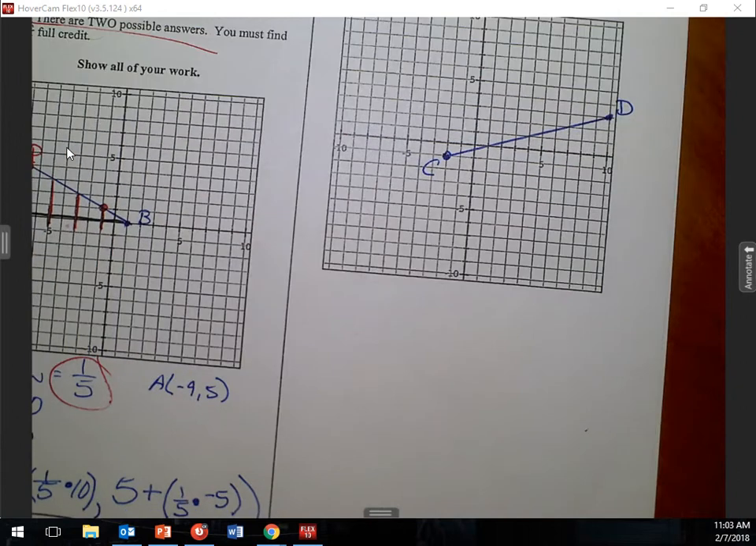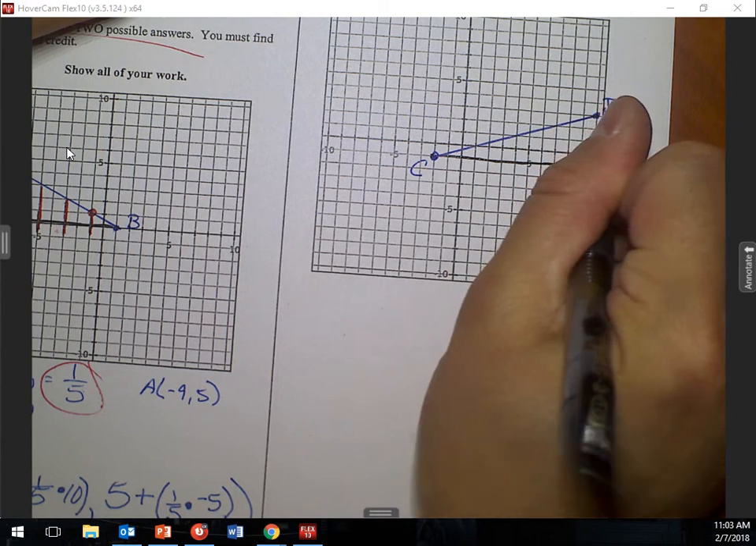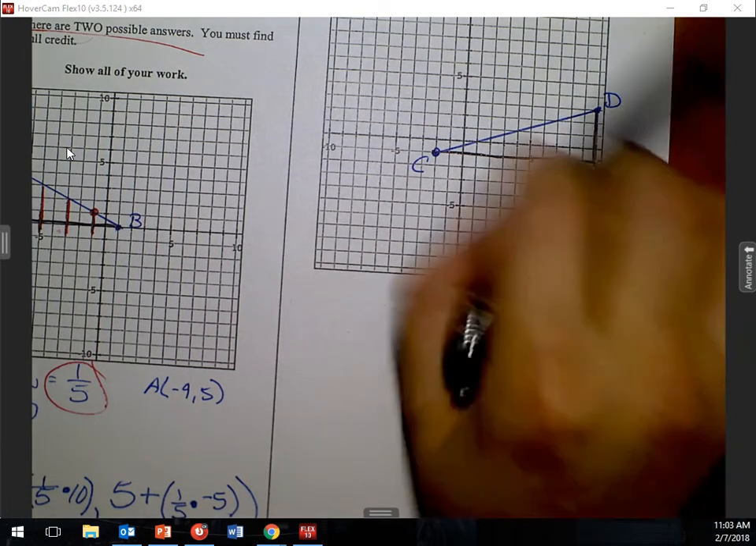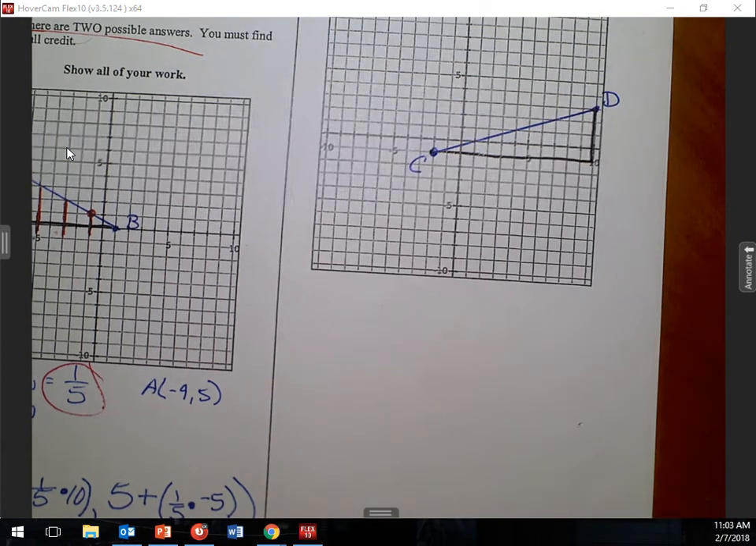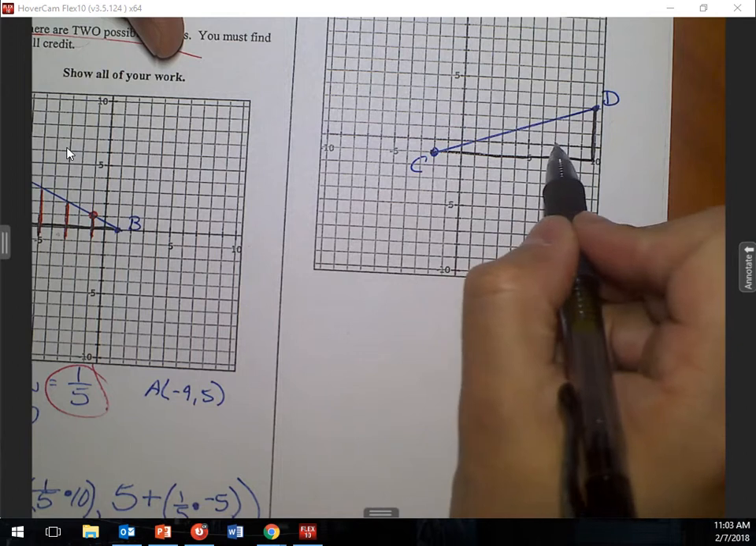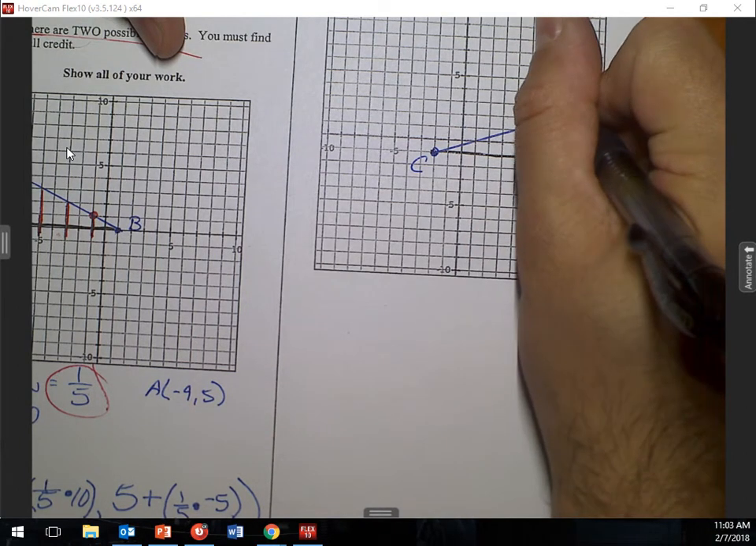And then I'm going to take my graph and make my right triangle. There's my right triangle. With point M at 7, 2. Let's see where that's at. So 5, 6, 7, up 2. There's my point M.